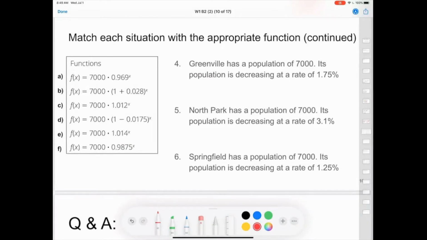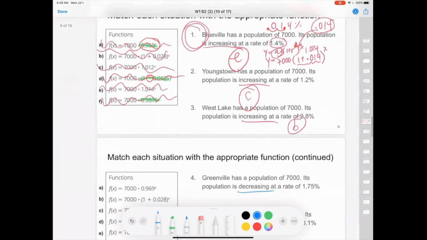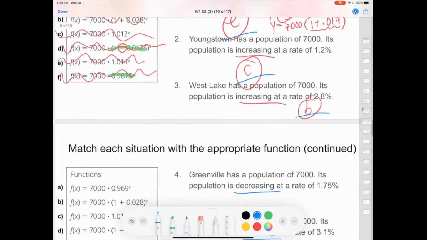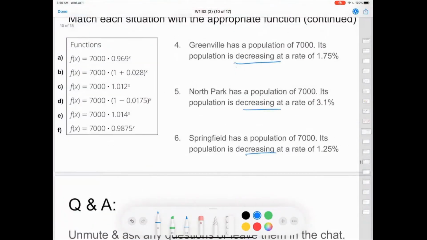And for all of these, if you read through them, you could tell that the population is decreasing. Okay, so we're obviously not going to use E, C, and B because those are the ones we used already. So I'm going to cross those out. E, B, and C. Okay, so we're left with A, D, and F. All of those are decreasing.